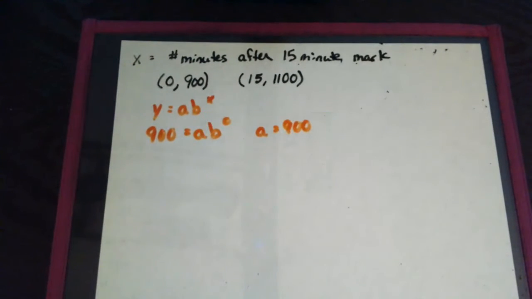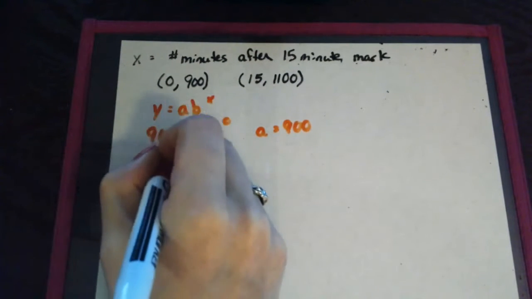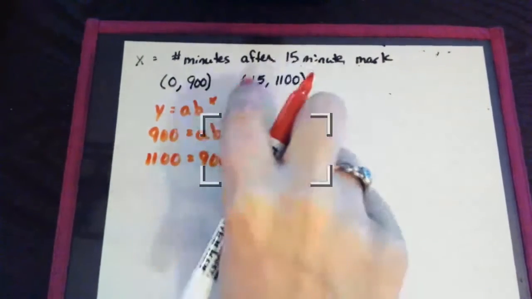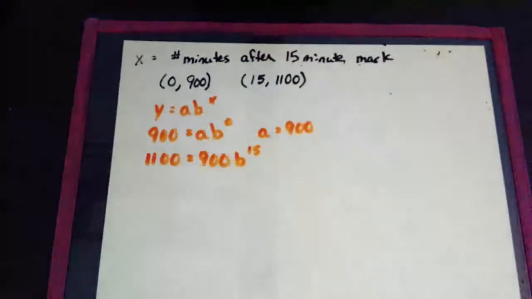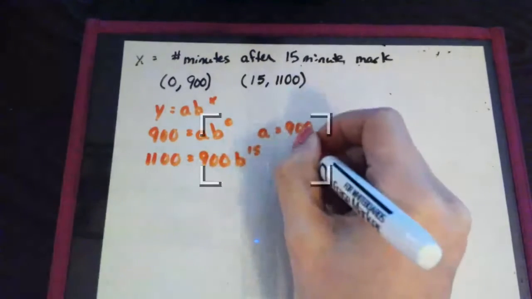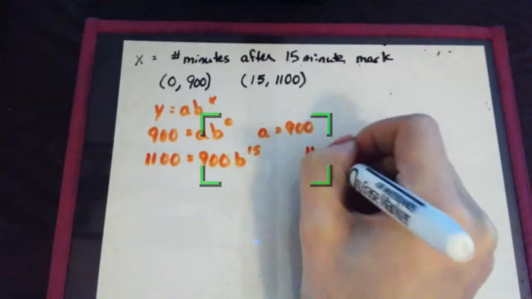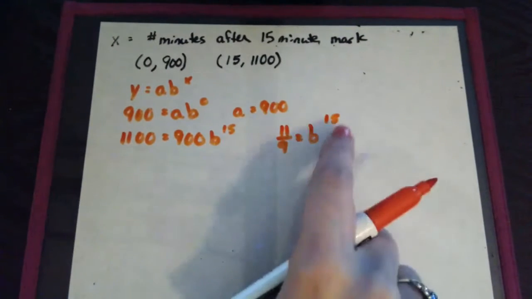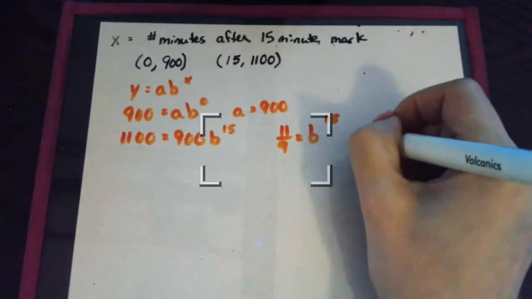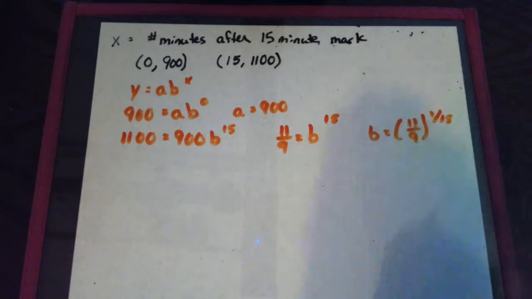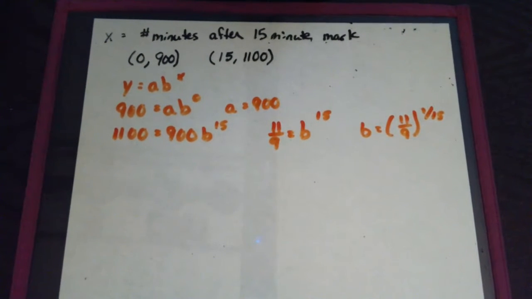Now I can use my second point to find b. So 1100 equals a, which we said is 900, times b raised to the 15. If I divide both sides by 900, then I get 1100 over 900, which simplifies to 11/9, is equal to b to the 15th power. And to solve for b, I need to raise both sides to the 1/15th power, and I get b is equal to 11/9 raised to the 1/15th power. I could take that to a decimal, but I don't want to round if I don't have to, so I'm going to leave it just like this.